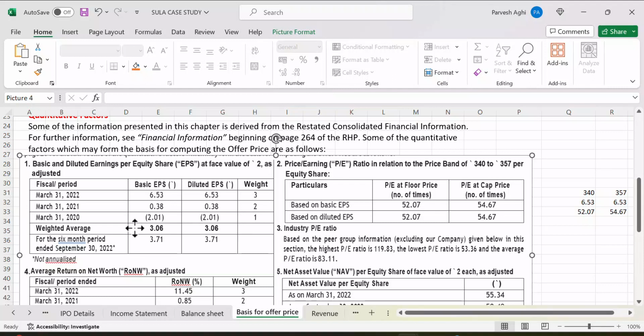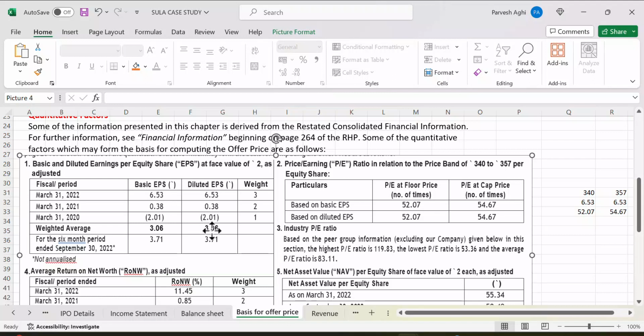They calculate the weighted average as 3 rupees, so that people know what the weighted average earning per share has been over the last 3 years, because the earning per share can change from year to year depending upon how profitable the company is and how they are doing business. If the business is growing, EPS will grow.